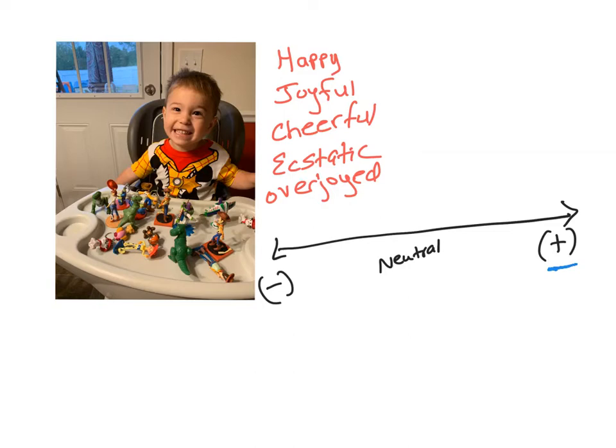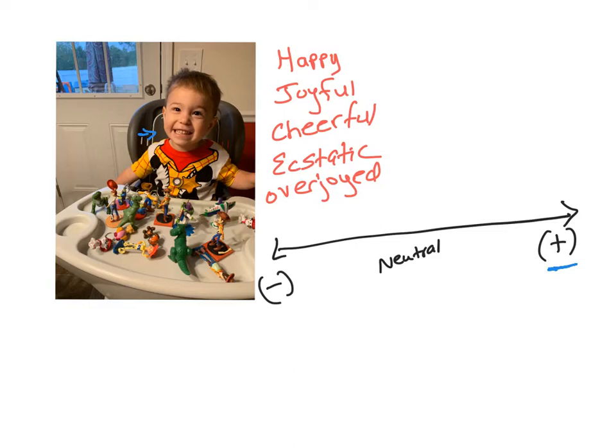So he's happy, joyful, cheerful, ecstatic, or overjoyed. Okay, so these are a little bit closer than the other ones, so we'll have to look at them pretty carefully. He's happy. Look at that face. He's definitely happy, isn't he? Okay. The question is, does it evoke a strong emotional attachment in you, the listener?